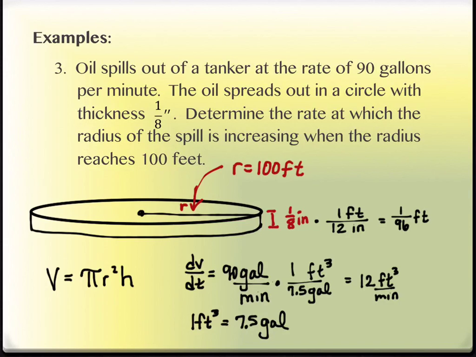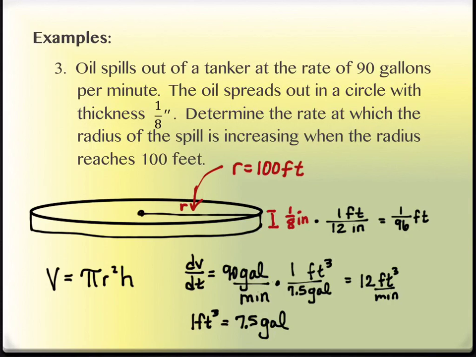Okay, so when we do in fact deal with height, we're going to put 1/96 in for h. And I don't want this to be labeled as h because it's constant, right? The thickness of the oil stays constant. It doesn't sort of melt into the ground and go away or something like that. It's not changing because it's not something like water.